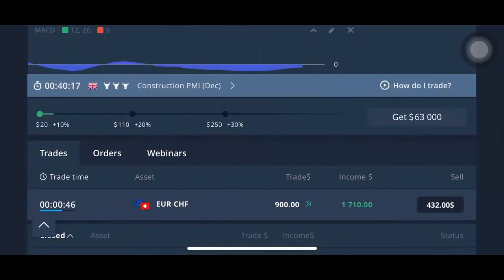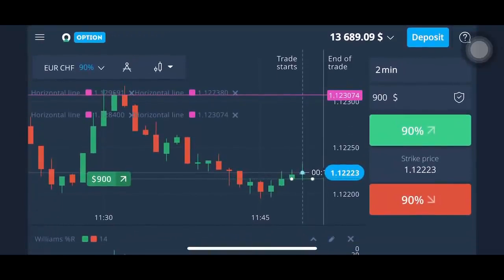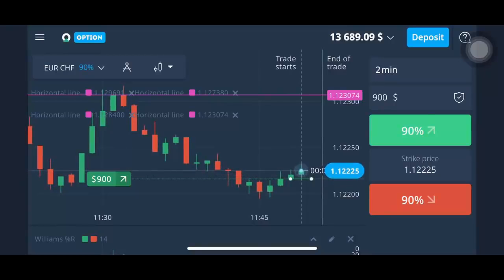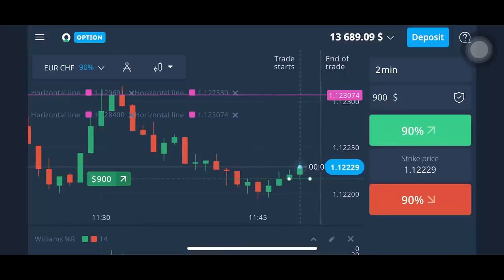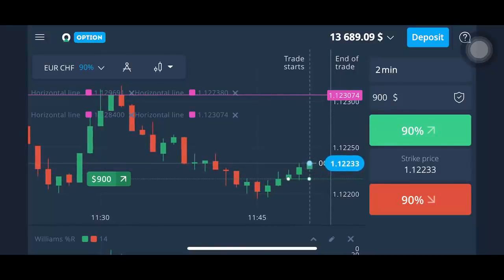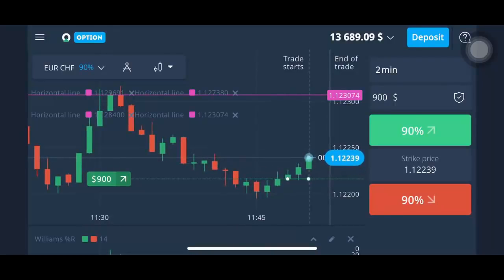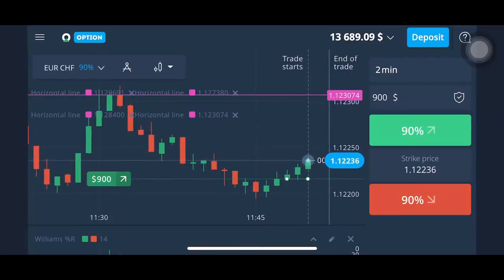Forty-six seconds left, as we can see. Let's see how it works. Let's see. The chart is really fluctuating. It's like dancing. It's dancing. I don't like really dancing charts, but what to do? The market can make everybody dance at the same time.